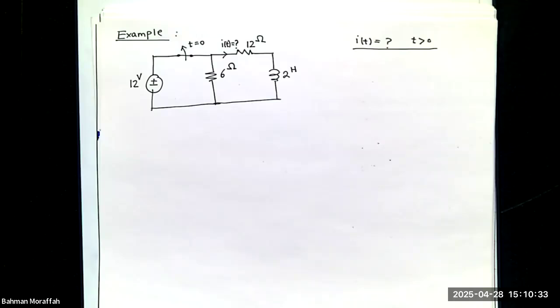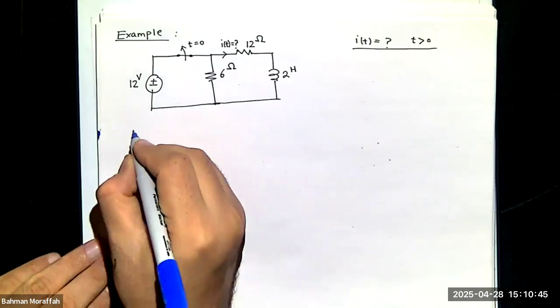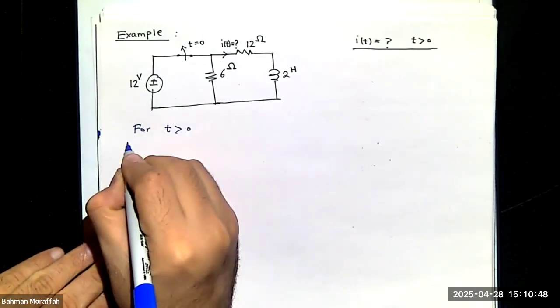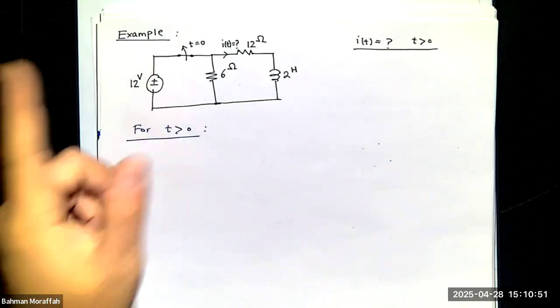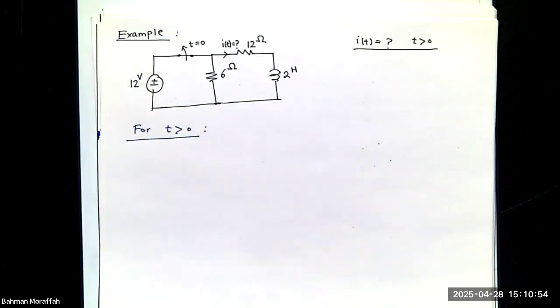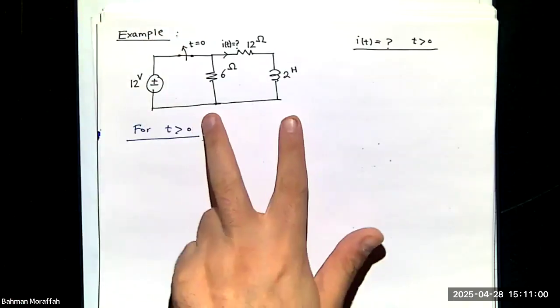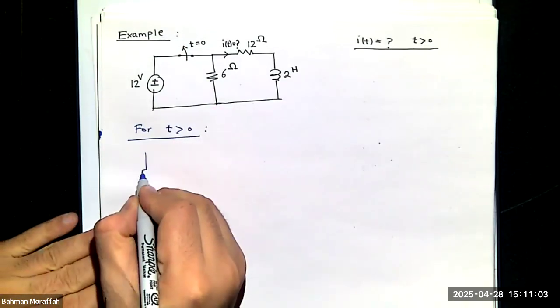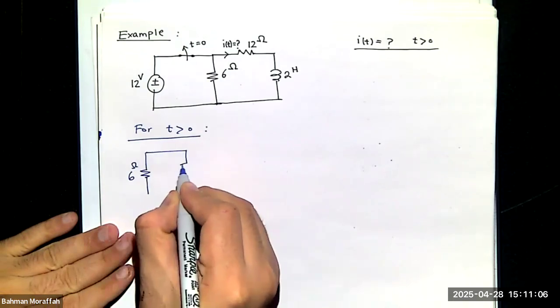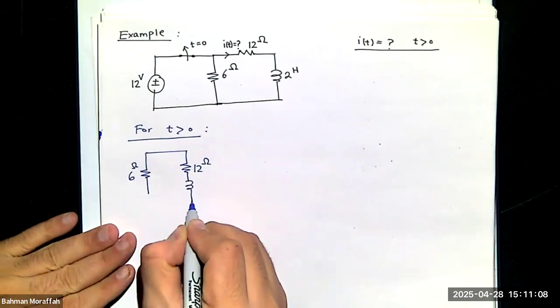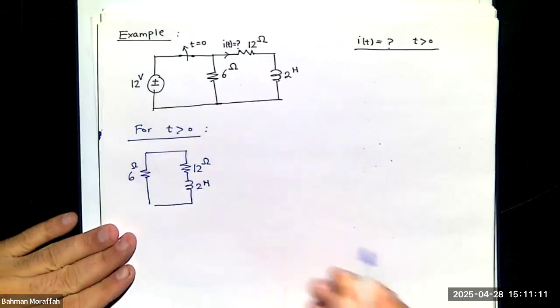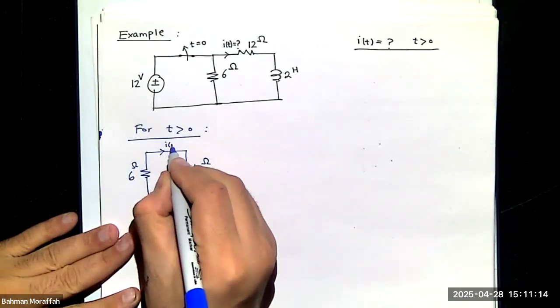Regardless of that, I need to find i(t), which is the current through that 12 ohms resistance, for times greater than 0. What does my circuit look like for time greater than 0? I know the switch is open. If the switch is open, it means this portion of the circuit is completely gone. So this is basically the circuit I have. I'm going to redraw it. I have this 6 ohms, this 12 ohms, and this 2 Henry inductor. And the question is, what is this i(t)?